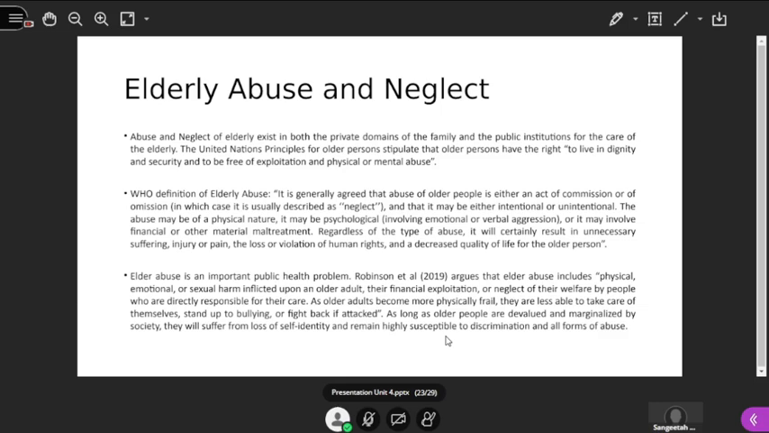So the WHO definition of elderly abuse: it is generally agreed that abuse of older people is either an act of commission, you commit it, or of omission, in which case it is usually described as neglect. You see, there are two kinds of abuse. Neglect means you don't give food, you don't treat the person properly. If an elderly person is sick, bedridden, you don't clean the bed sheet, you don't give food. This is neglect. But there is also self-neglect, right?